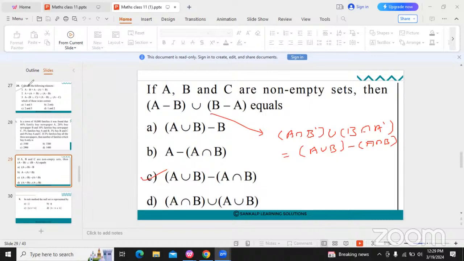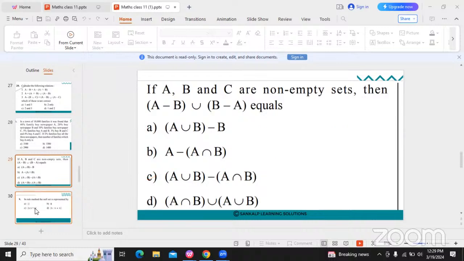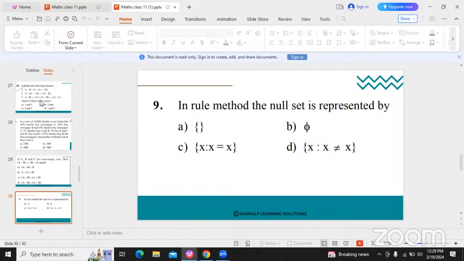Okay, now next we'll move on to the next question. Clear the diagrams, all the drawings here. Now, next question. In the rule method, the null set is represented by what? It looks like a very silly question, but many of you will give the wrong answer. Many of the students will have a wrong impression in the exam, so that it will lead to the wrong answer. Yes, Pratibha has given option A as the correct answer.